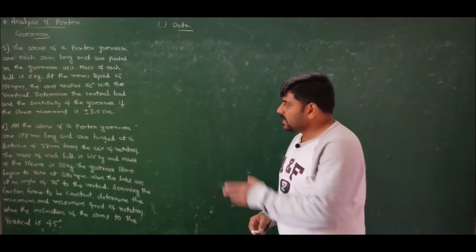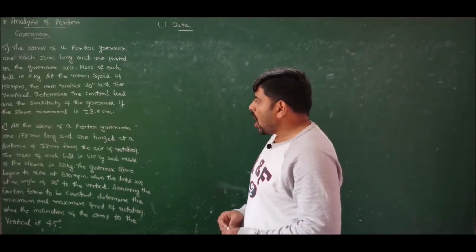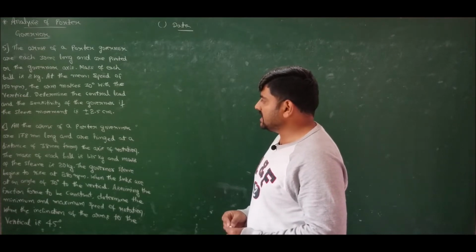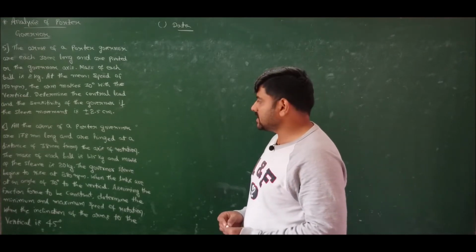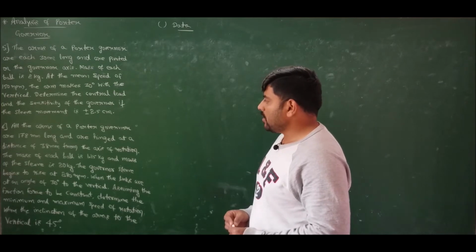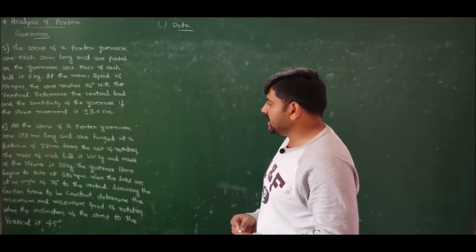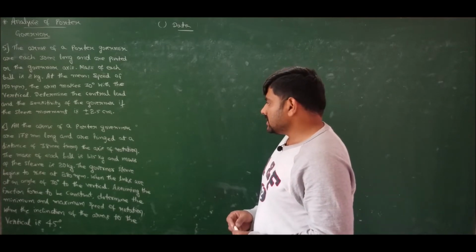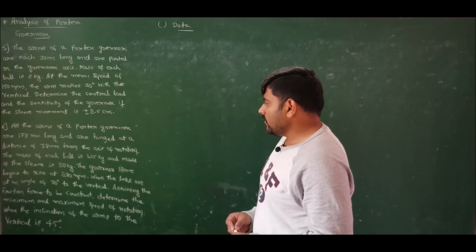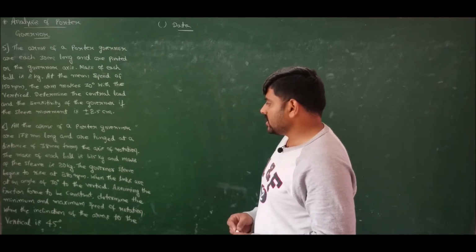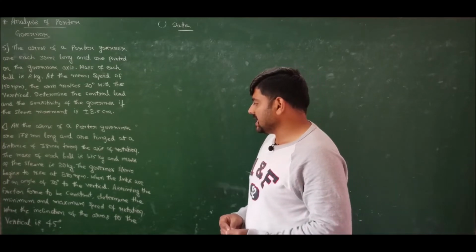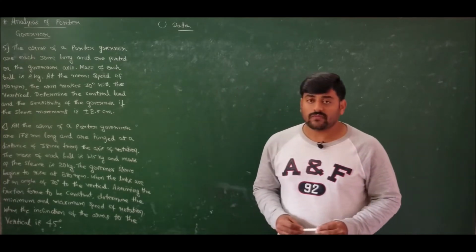Now moving ahead, the problem number 6 states that all the arms of a Porter governor are 178 mm long and are hinged at a distance of 38 millimeters from the axis of rotation. The mass of each ball is 1.15 kg and the mass of sleeve is 20 kg. The governor sleeve begins to rise at 280 rpm when the links are at an angle of 30 degree to the vertical. Assuming the friction force to be constant, determine the minimum and maximum speed of rotation when the inclination of the arms to the vertical is 45 degrees.